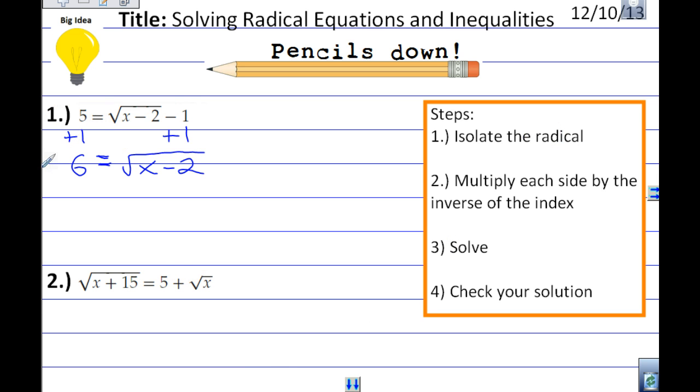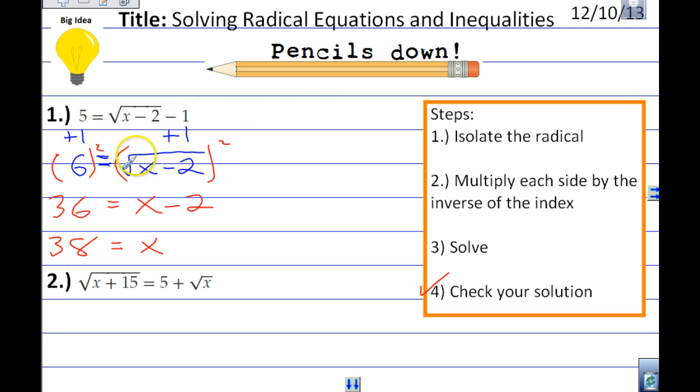Count correctly. Again, it's a square root, so square both sides. Square root and squares cancel each other out. And you can prove exactly what we just did mentally. X is 38. And the nice thing about all these is that you can plug them in and check them. So 38 minus 2 is 36. Square root of 36 is 6. 6 minus 1 is 5. And we're ready to go.